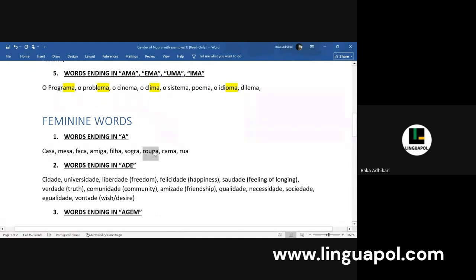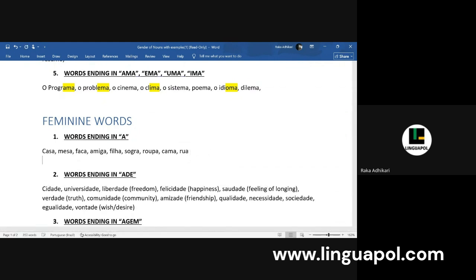Okay. Roupa. Roupa means clothes. Cama means bed. Rua. Rua means street, road or street. So these are some of the words that end in a, and these are feminine words.